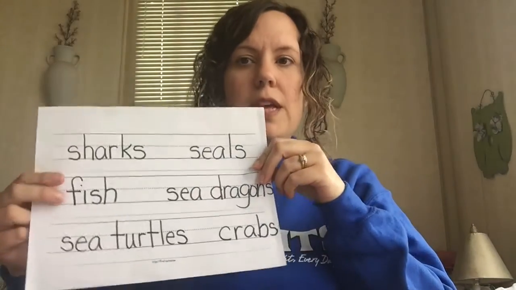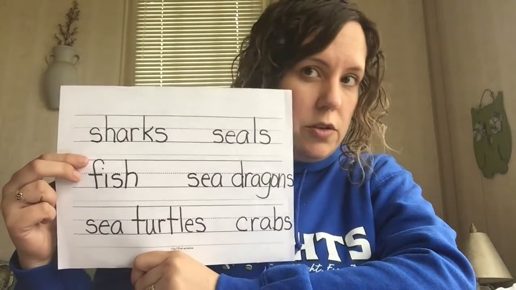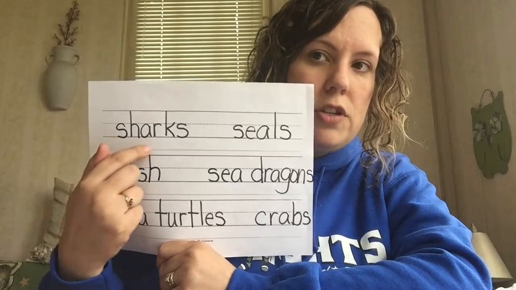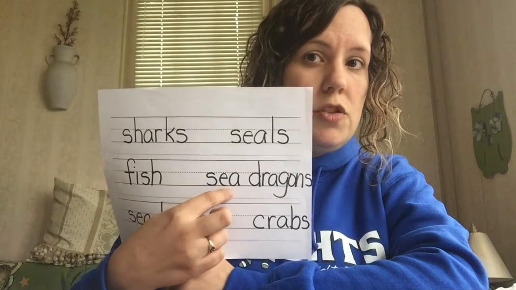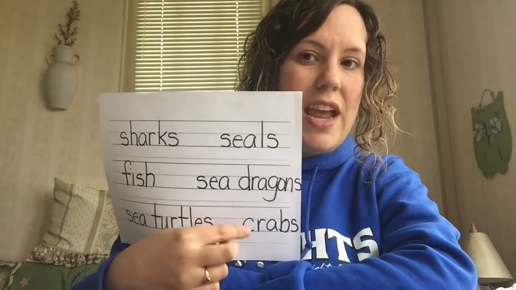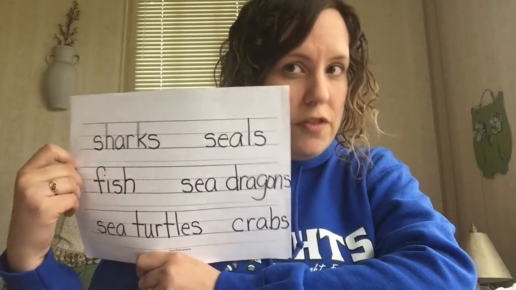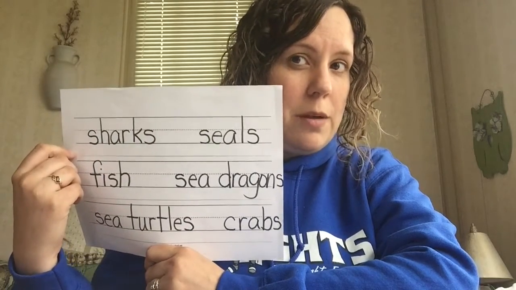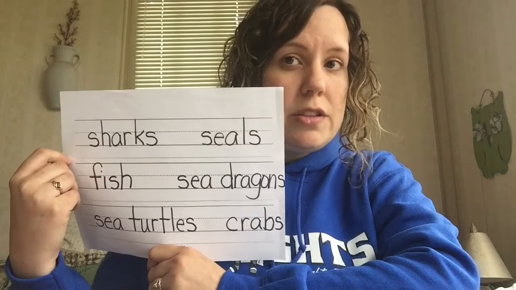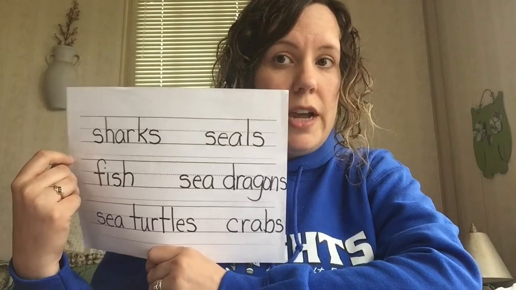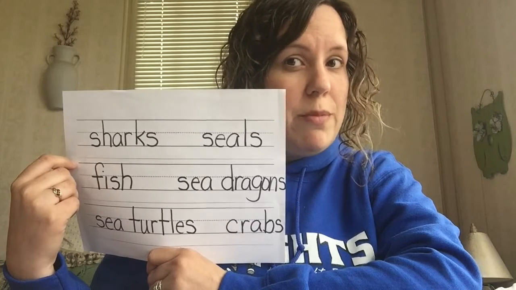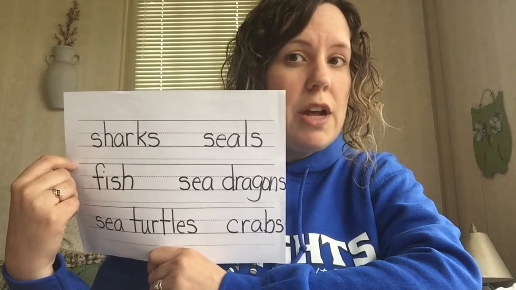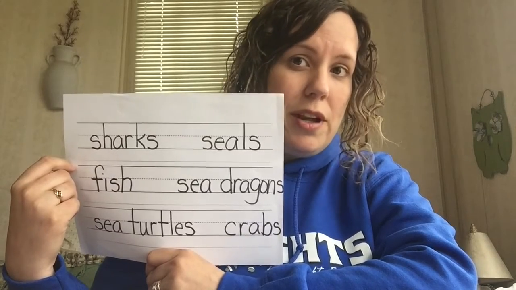So what I did first is I made a list of some of the animals that were in the story, okay? So on my list I have sharks, seals, fish, sea dragons, sea turtles, and crabs, okay? Those were a few of the animals in the story, not all of them. There's also plenty of other things the story talked about. It talked about divers in the aquarium, the kids that went on the field trip. Maybe you want to write about them. You can choose whatever you want as long as it relates to the story, okay?